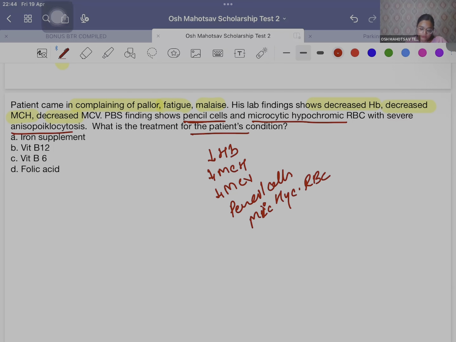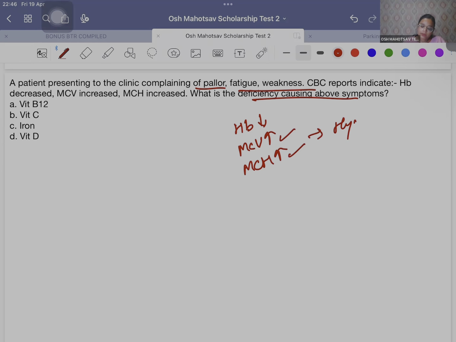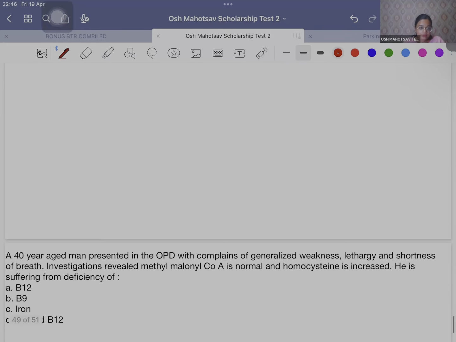What will be the treatment for the condition? Since everything is decreased, the answer is iron supplement. Okay, in all of these conditions, we are having megaloblastic anemia. Next is pallor, fatigue, weakness. CBC is showing hemoglobin decreased, MCV increased, MCH increased. What is the deficiency? MCV, MCH increase means hyperchromic macrocytic. So the answer will be vitamin B12 deficiency.